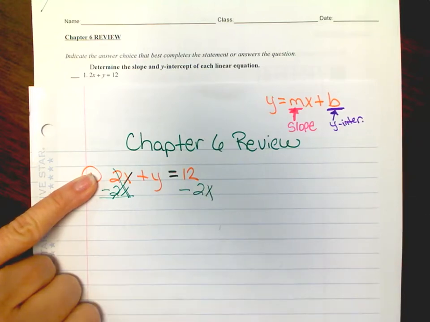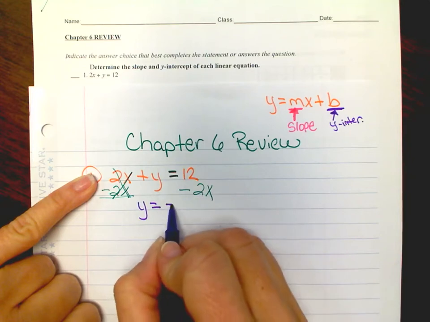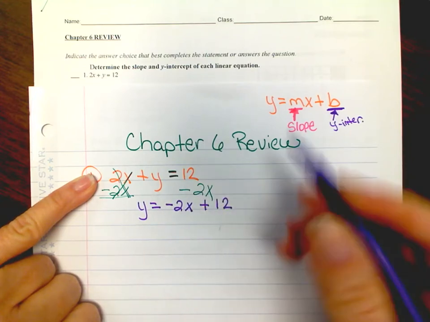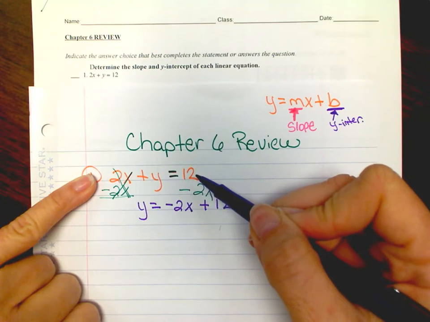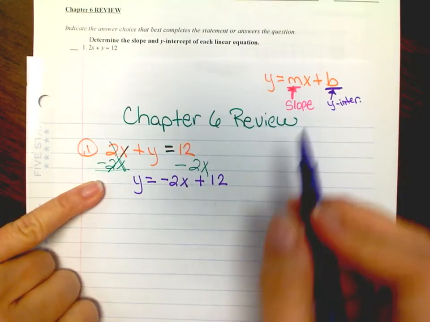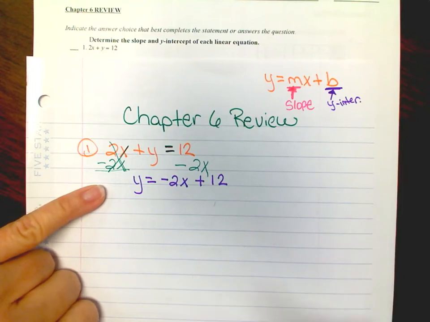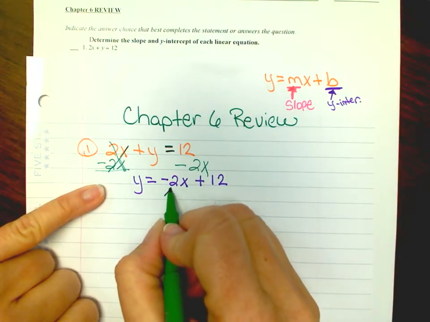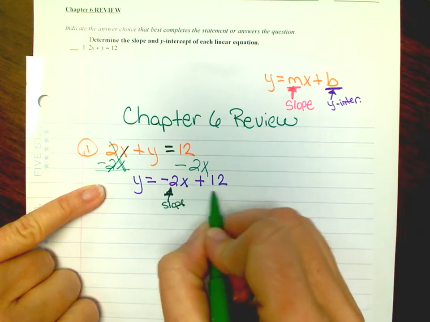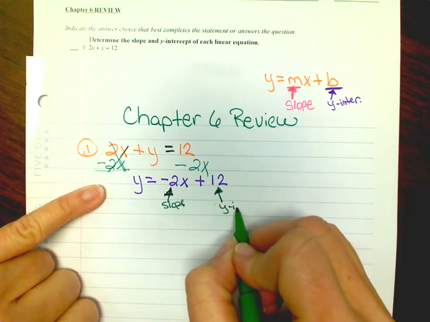So now you have y equals negative 2x plus 12. 12 is positive. I'm going to keep it positive. And so now it looks like my formula. Now I know what to do. This represents slope. This represents y-intercept.